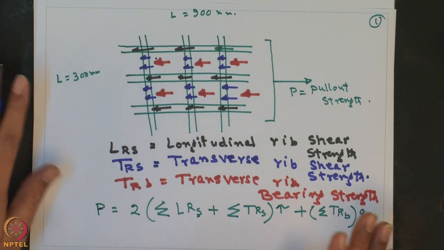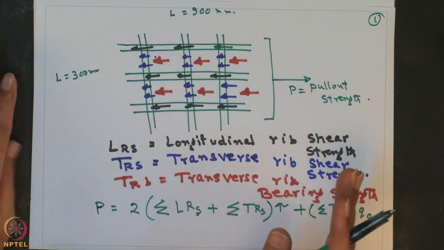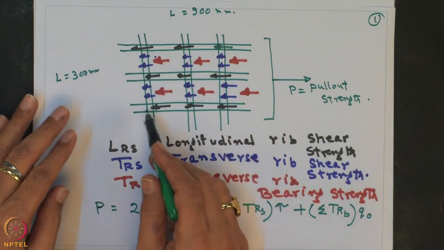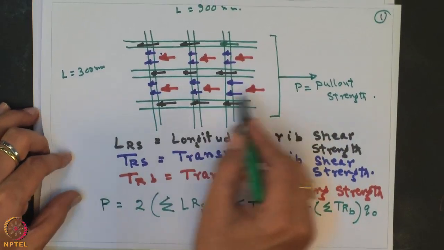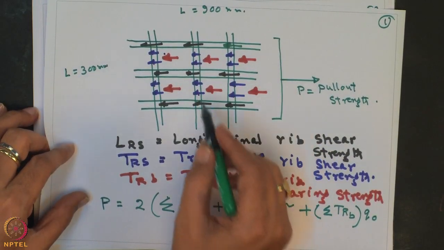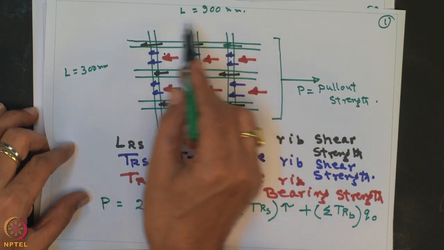I'll give you one example to show which part takes the maximum pullout strength, whether it is the longitudinal, the transverse, or the bearing. So, for an example, consider the anchorage capacity of each of the three strength components and the percentage contribution due to the bearing capacity.